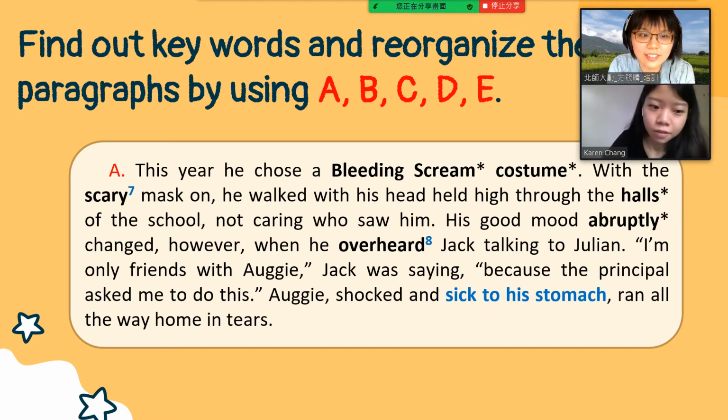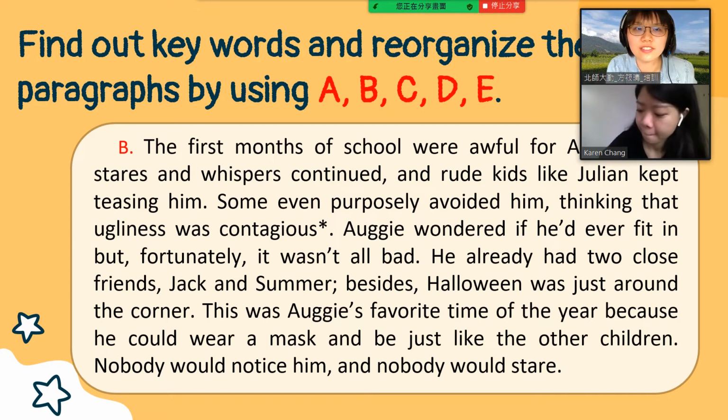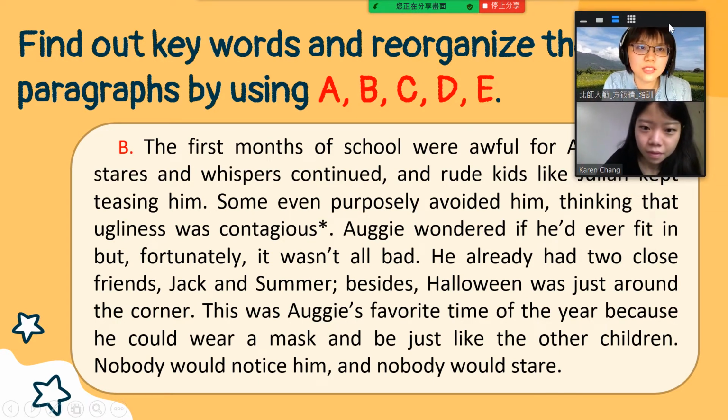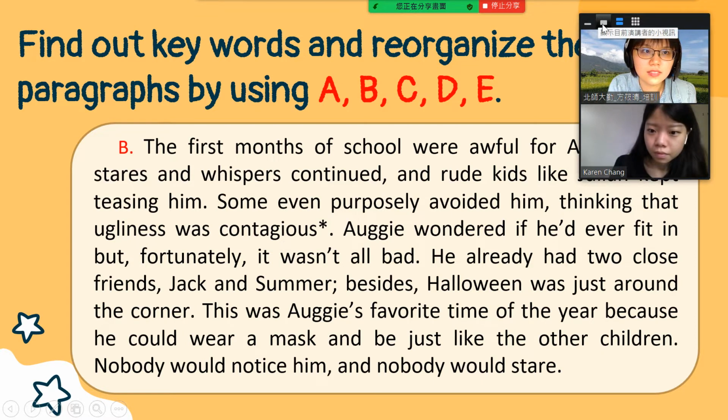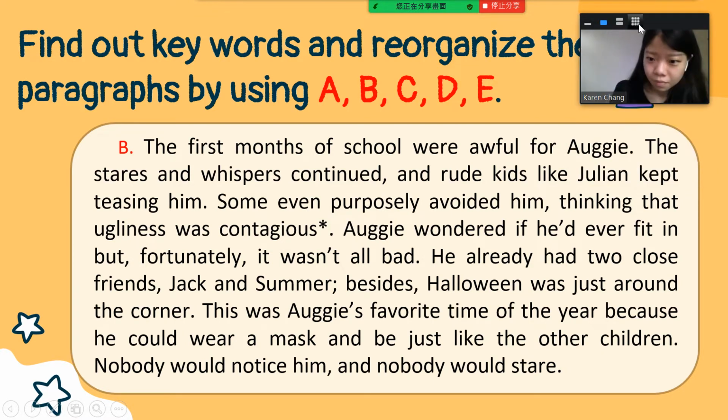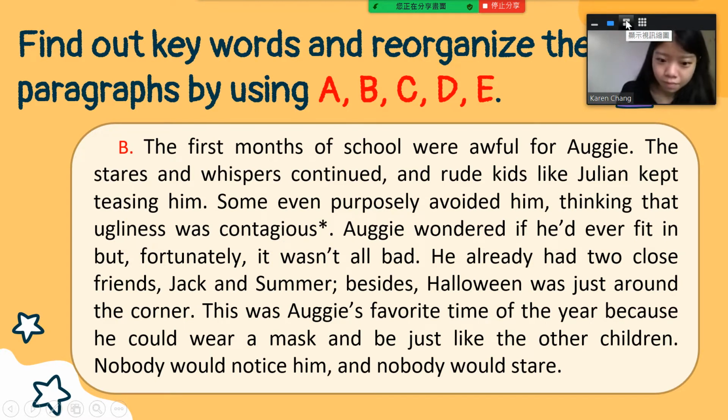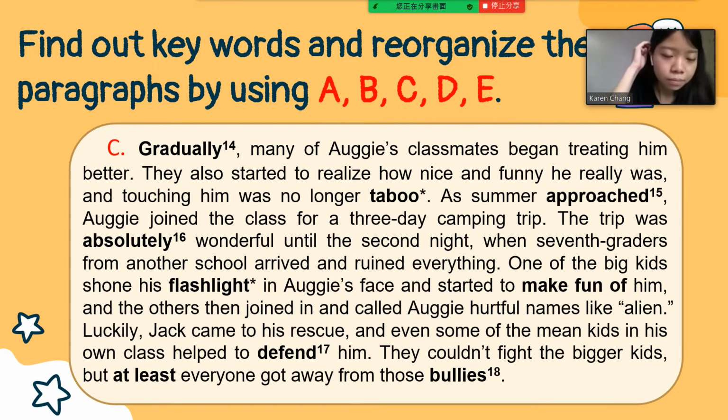All right, okay, so the next page is here. The first months of school were awful for Augie. Yeah, and he already had 2 close friends. And there is a festival in this paragraph, right? Okay, so are we good to move on? Yeah. Okay, next.